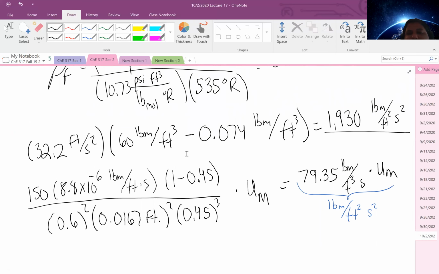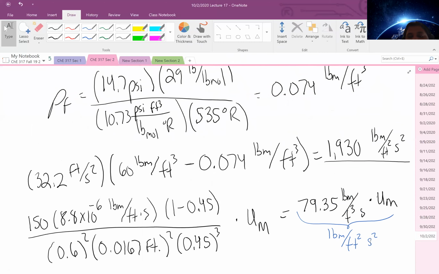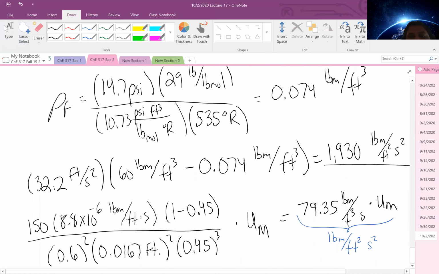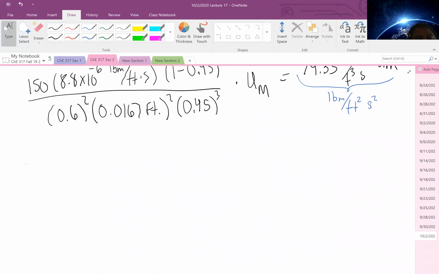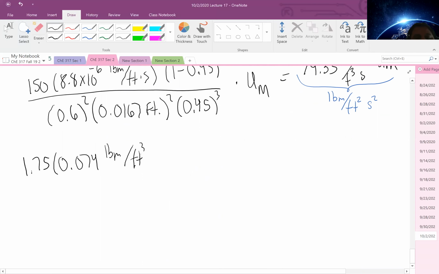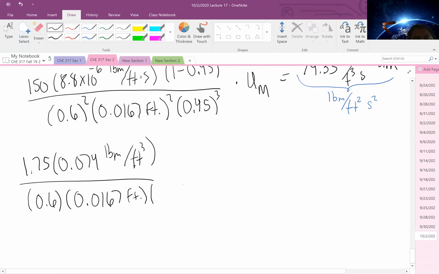Everyone following along all right? I'm going slow because it's a lot of math in these types of problems. All right, now we have our second term, so we need our last term. Our last term is 1.75 times our density of our fluid, which we ended up with 0.074 pound mass per cubic feet, divided by our sphericity, 0.6, divided by our particle diameter, 0.0167 feet, divided by our void fraction cubed, times our velocity squared.